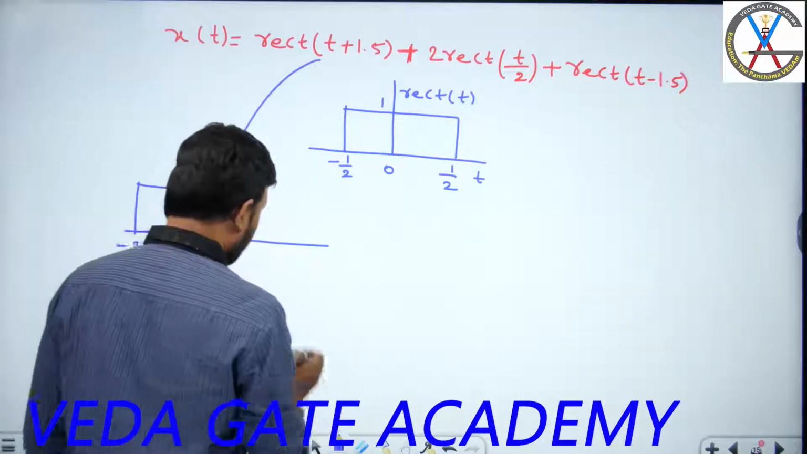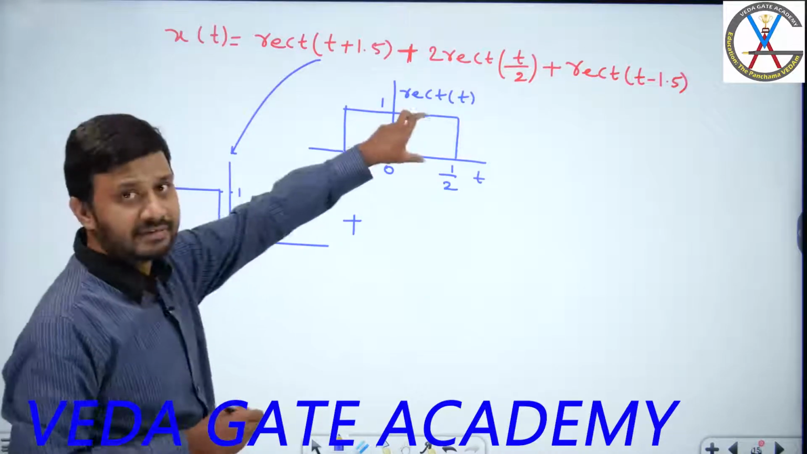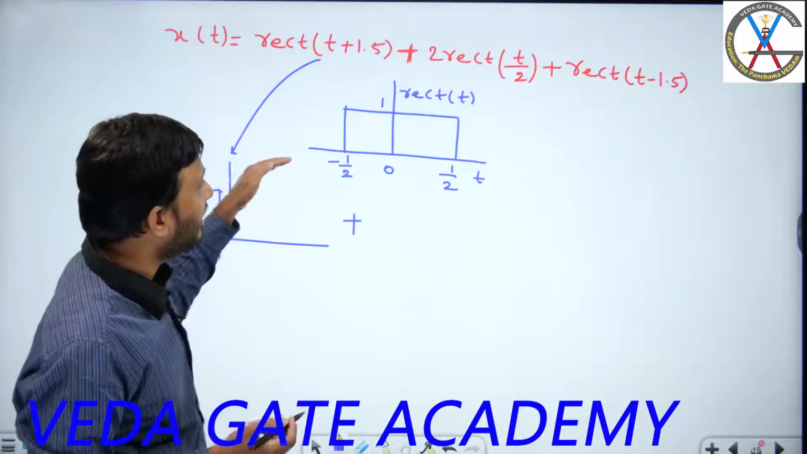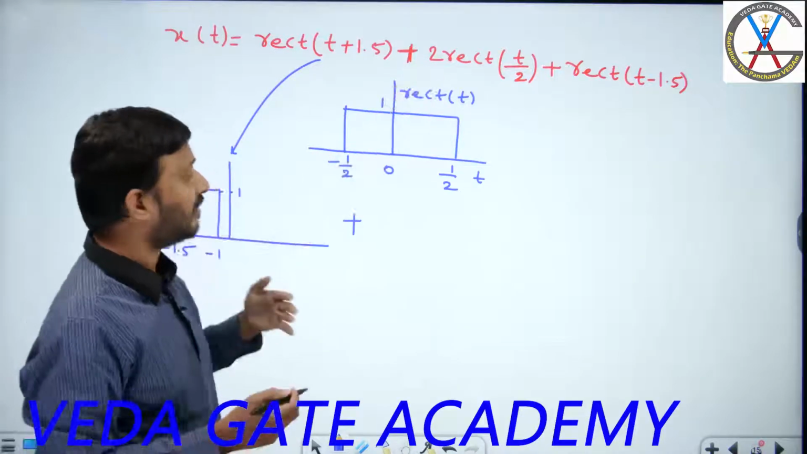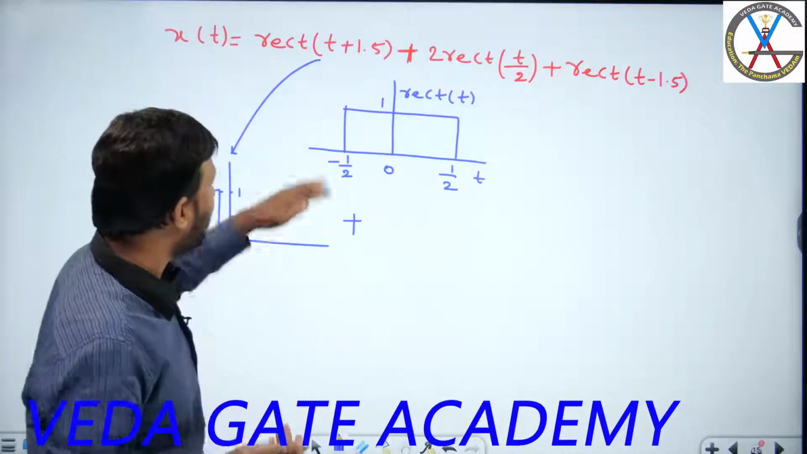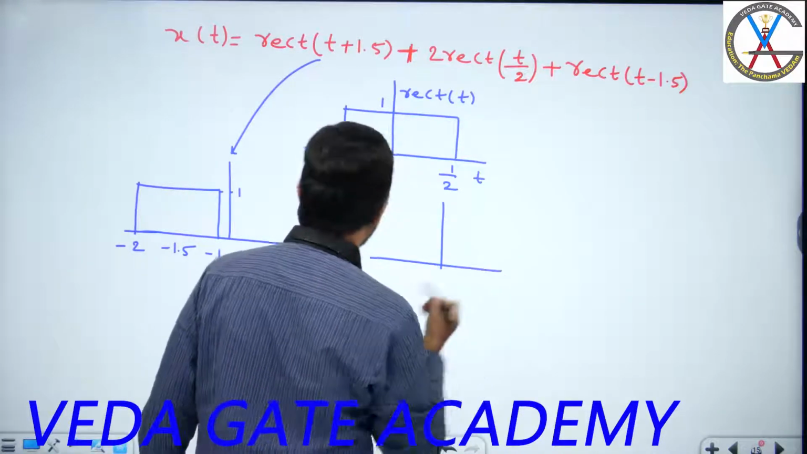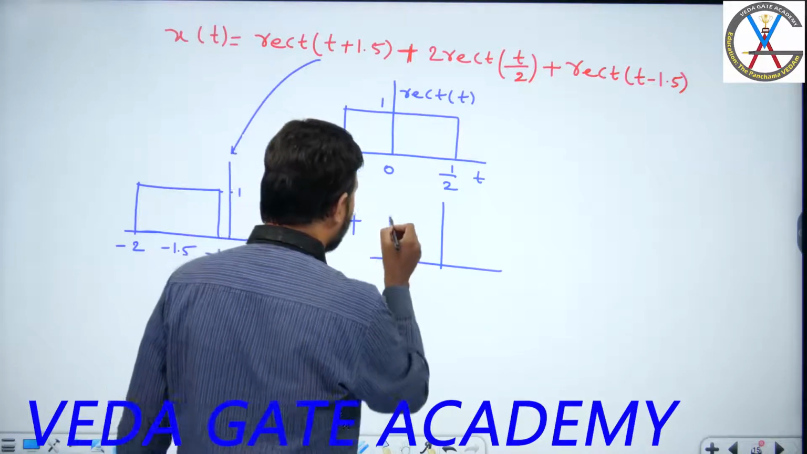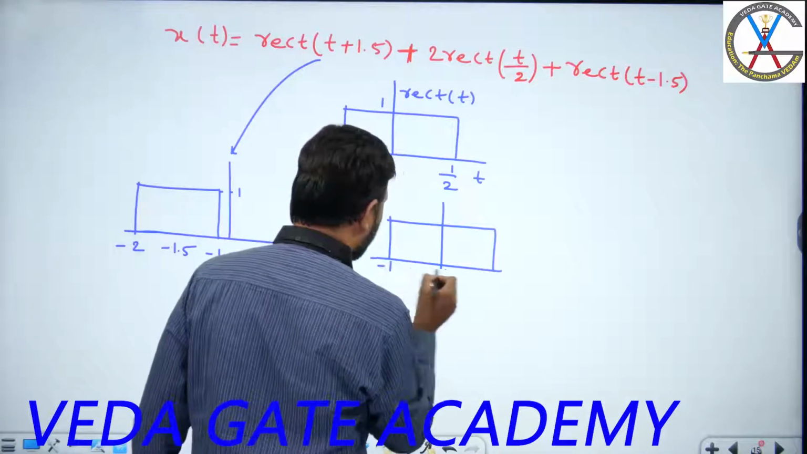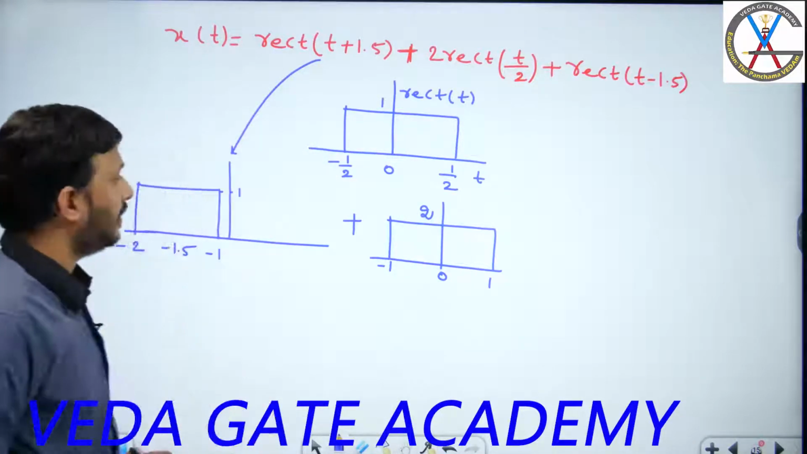Now 2 rect(t/2). Rect(t) is this one. Rect(t/2) is the scaled version, an expanded version of rect(t), because the scaling factor is less than 1. So divide each point on the horizontal axis by the scaling factor, and that will become minus 1 to 1, but with an amplitude of 2. That is 2 rect(t/2), no?